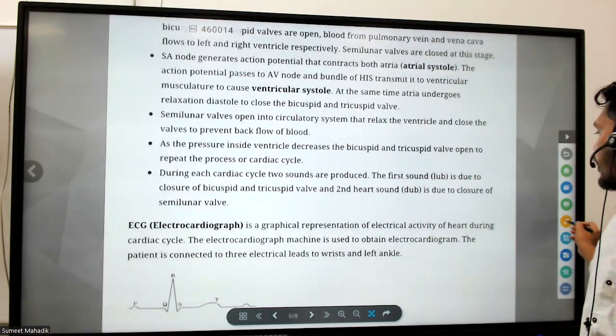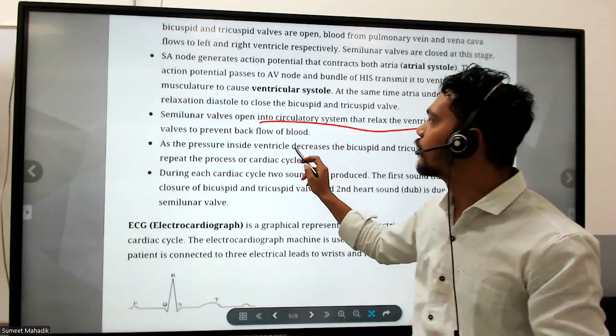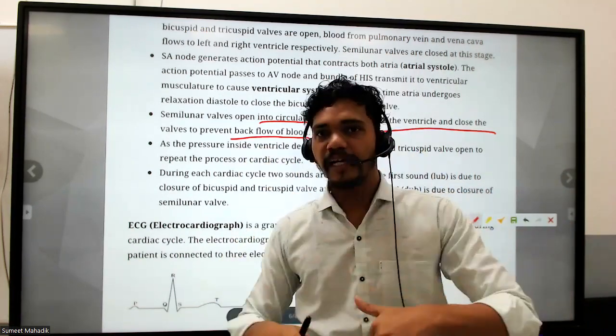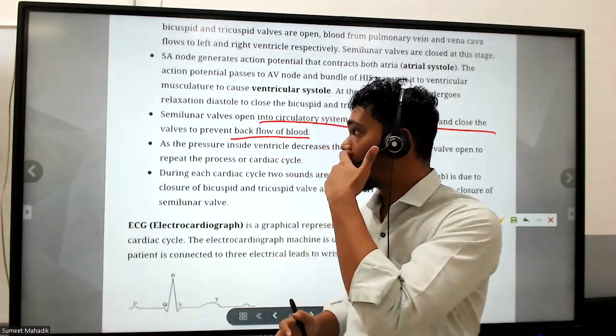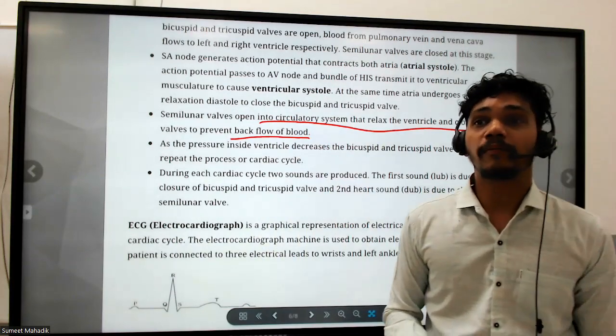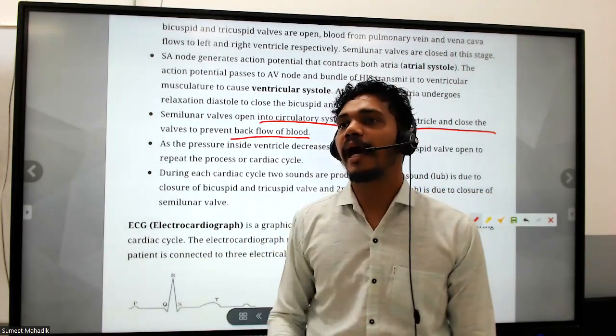Now, semi-lunar valves are there, open into the circulatory system, that relaxes the ventricle and close to prevent the backflow. So in veins, there are some valves to prevent the backflow. If there is a backflow, it will be problematic. Why? Proper circulation will be hampered, right?